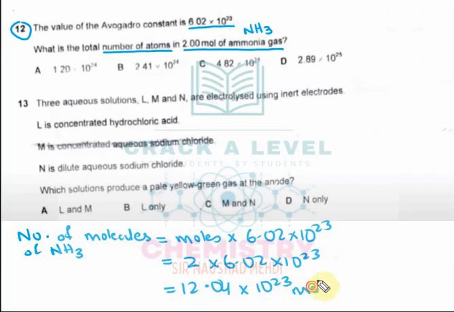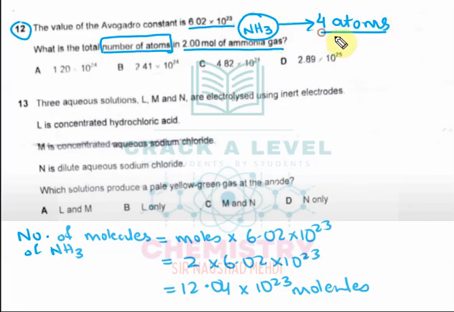But these are the molecules of ammonia gas. In the question they were asking what is the total number of atoms. But these are the molecules because ammonia is in the form of molecule, NH3. So as we know that if we have one molecule of ammonia NH3, it is made up of total 4 atoms: one atom of nitrogen and 3 atoms of hydrogen. So total one molecule is made up of 4 atoms. So how many atoms would be in these number of molecules? So simply we will multiply by 4.